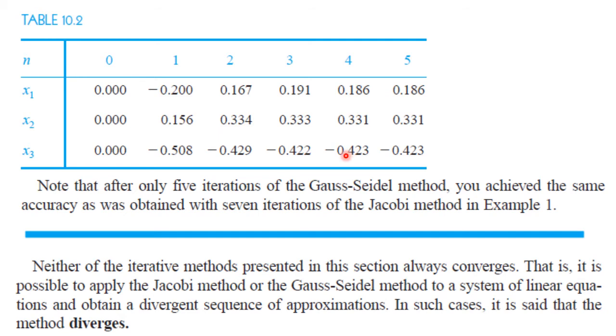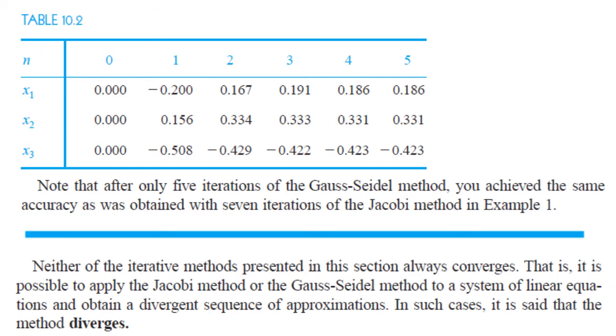And students, see, using the Gauss-Seidel method, you have only 5 approximations to achieve the same accuracy, whereas for the Jacobi method, you had to make 7 iterations. So you can simply say that this is rather faster than the Jacobi method. So student, this was all about the Gauss-Seidel method.